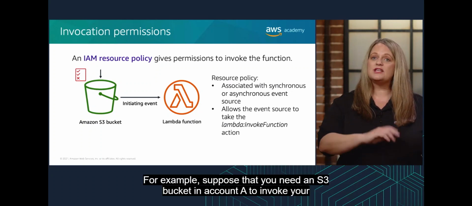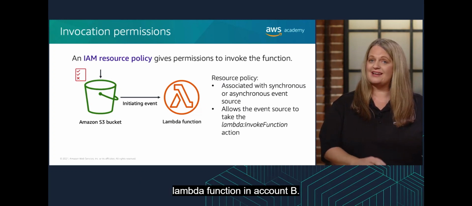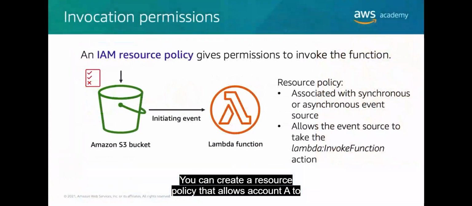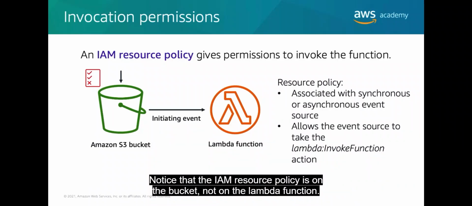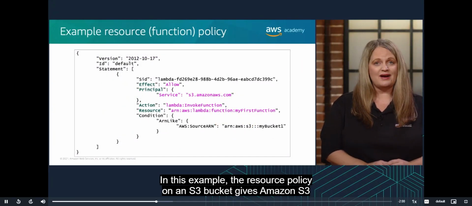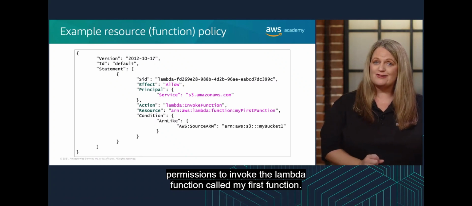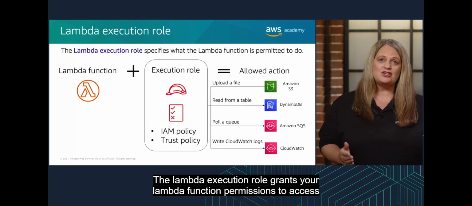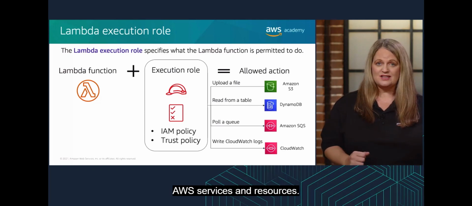For example, suppose that you need an S3 bucket in account A to invoke your Lambda function in account B. You can create a resource policy that allows account A to invoke the function in account B. Notice that the IAM resource policy is on the bucket, not on the Lambda function. In this example, the resource policy on an S3 bucket gives Amazon S3 permissions to invoke the Lambda function called myFirstFunction. The Lambda execution role grants your Lambda function permissions to access AWS services and resources.